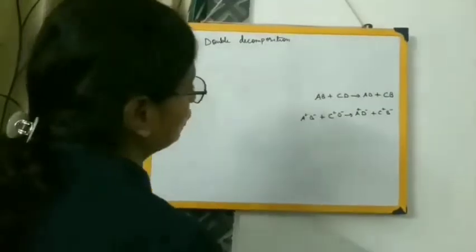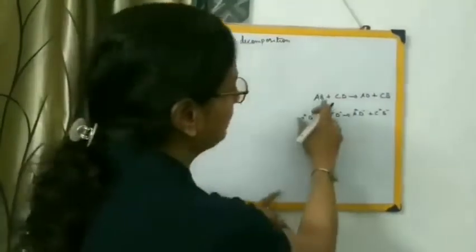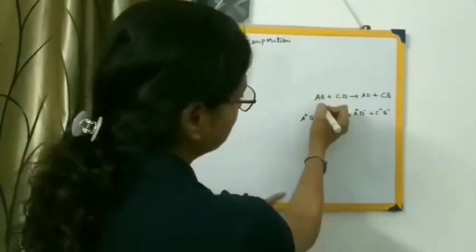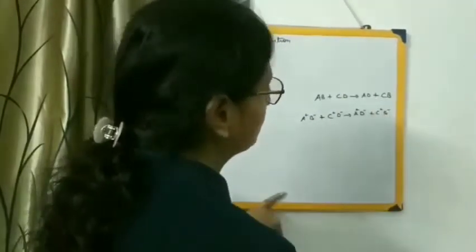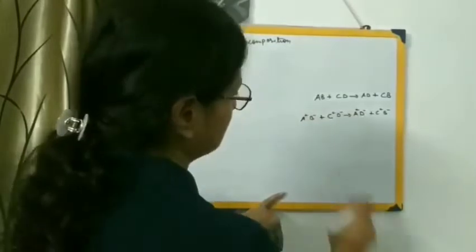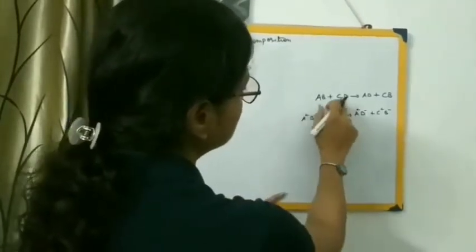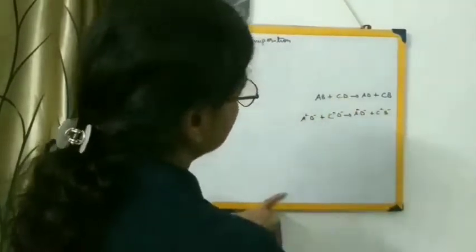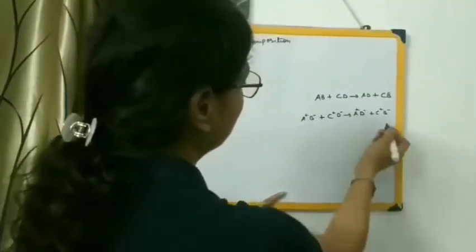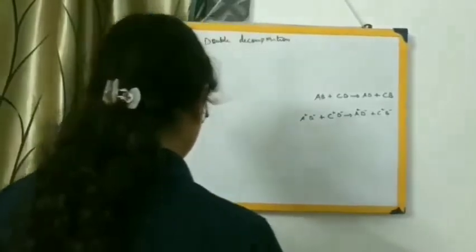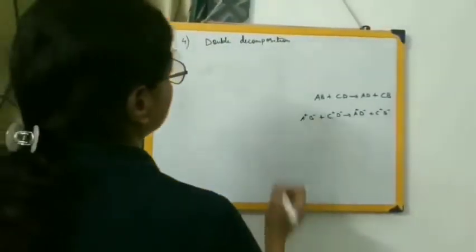So what can we say over here? Two compounds are breaking up. This compound AB is breaking up, CD is also breaking up to form two new compounds. They are mutually exchanging the radicals. AB is exchanging with CD, and in the same way CD is also exchanging with AB to give rise to new compounds. Two compounds are being formed over here. So what can we say? Two compounds in the solution react to form two new compounds on mutual exchange of radicals.